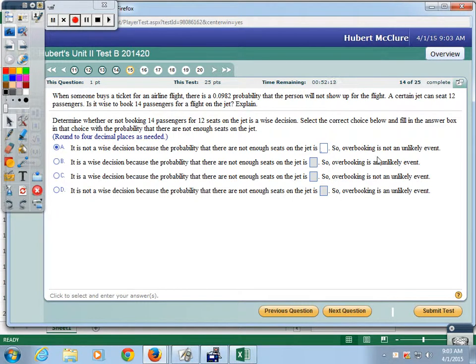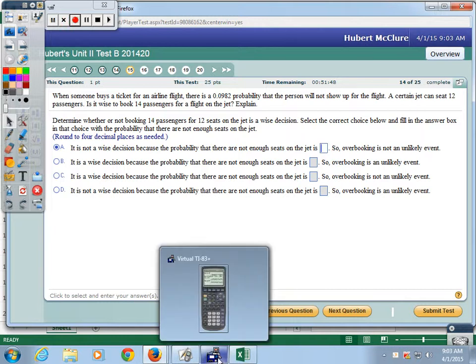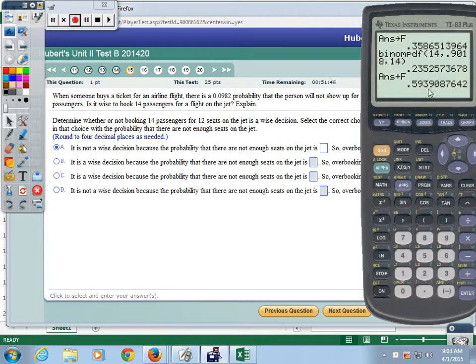It says, so overbooking is not an unlikely event. Not an unlikely event means what? Likely. So with 0.6, is somebody going to show up? Is that 13th or 14th person going to show up at 60% chance? Yeah. So I think it's this one, A. I done forgot my number. I got to go back. 0.5939.